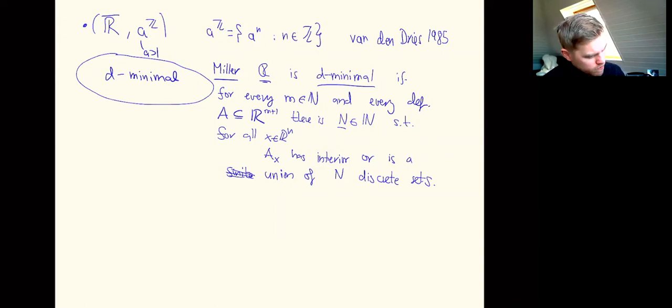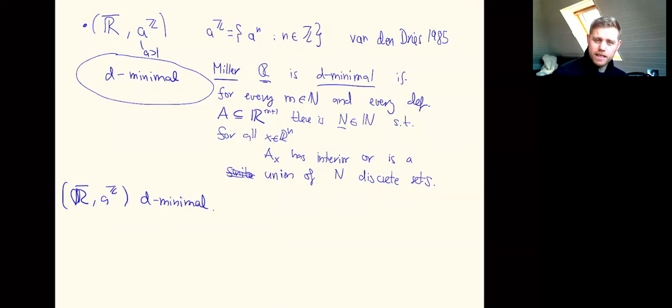There are many things I want to say. First of all, this structure, the reals with A to the Z, is d-minimal. Given that you have the powers A to the Z in there and the field structure around, you can show that there are sets which do not have interior and are a finite union of discrete sets, but not a union of exactly one discrete set. You can take unions of arbitrarily many discrete sets. But what you do have is that it's always bounded for a given definable family.